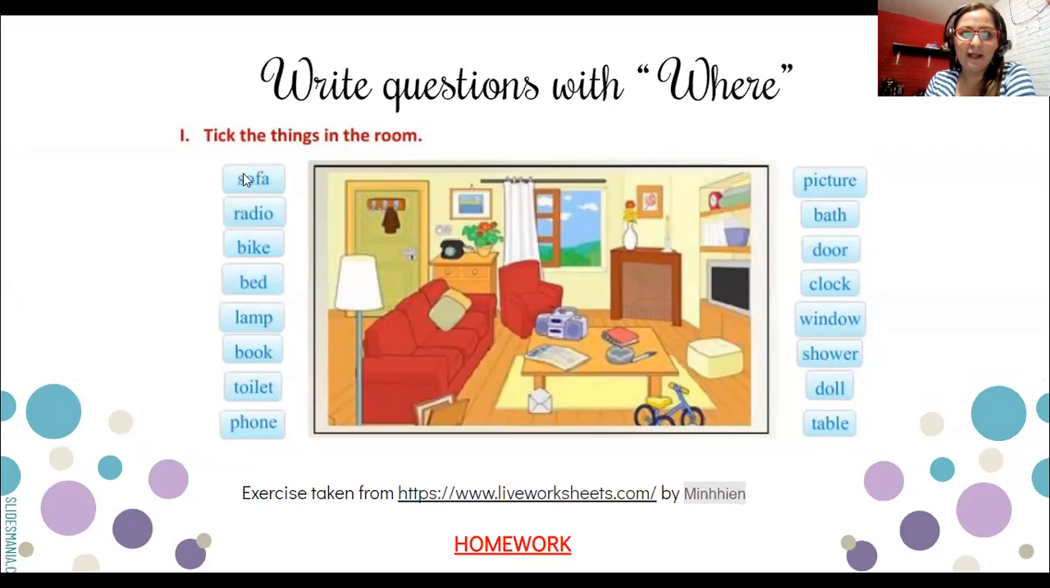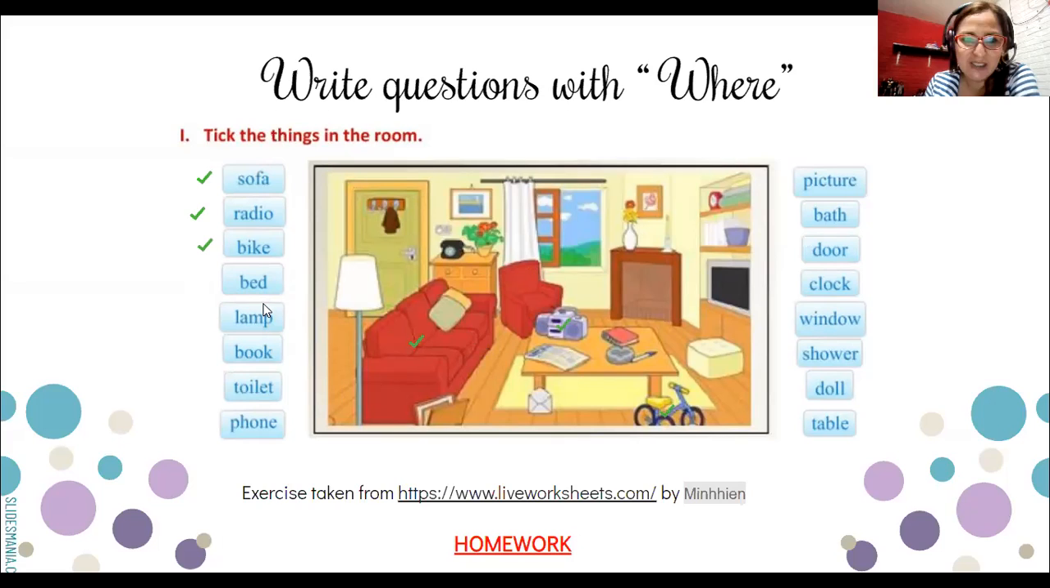A sofa. Can you see a sofa here? Yes. This one. No, this one, sorry. This one is an armchair. Okay, a radio. Yes. Can you see a radio? Yes. A bike? Yes. A bell? No. A lamp? No.